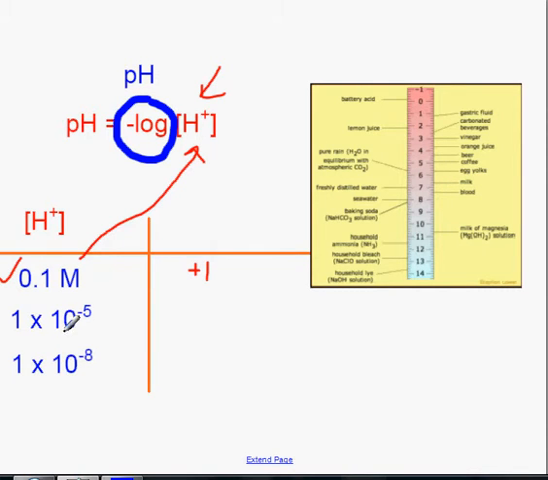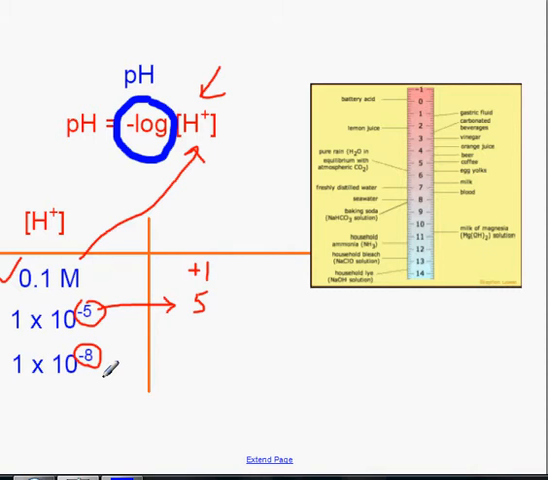How about this one? 1 times 10 to the negative 5, very, very small number, that's 0.000001. Put it into your calculator, that gives you negative 5, and if you take the negative of it, it gives you positive 5. You can see a little trend here. So if the exponent here was negative 5, you can see that we're going to end up with a pH which is positive 5.